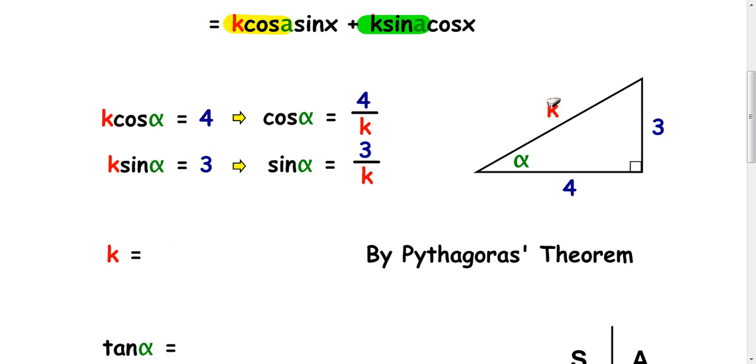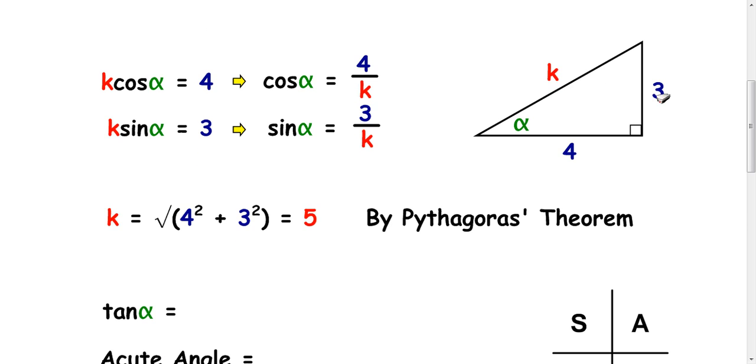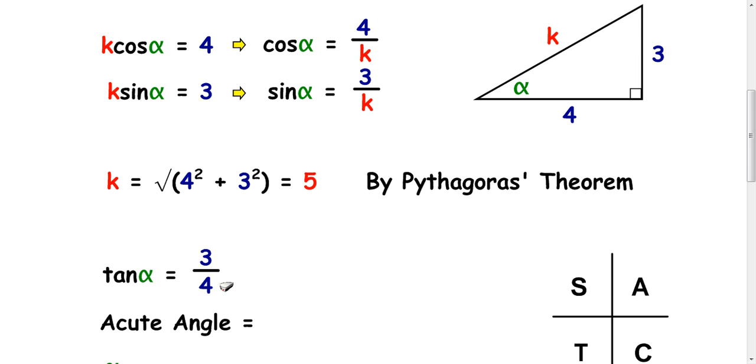So a bit of Pythagoras: k squared is equal to 3 squared plus 4 squared, so k is equal to the square root of that, which is just 5. Now to work out the angle, you do a bit of right angle trigonometry. Tan is equal to opposite over adjacent, so it's 3 over 4. Get your acute angle first, so inverse tan of 3 over 4 gives you 36.9.